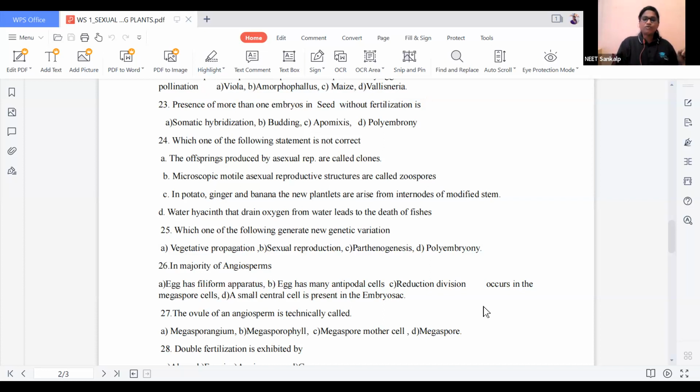In majority of angiosperms, option A, egg has filiform apparatus. Option B, egg has many antipodal cells. Option C, reduction division occurs in megaspore mother cells. It should be megaspore mother cells, not megaspore cells. Option D, a small central cell is present in the embryo sac.